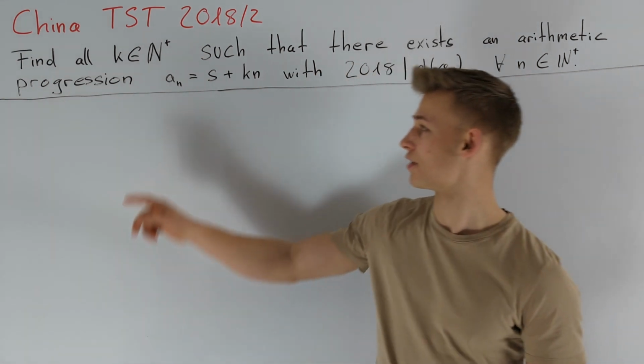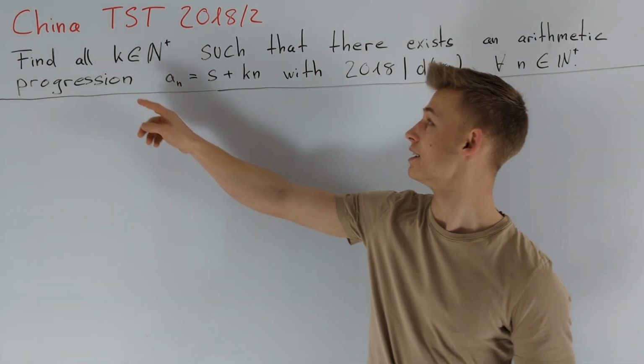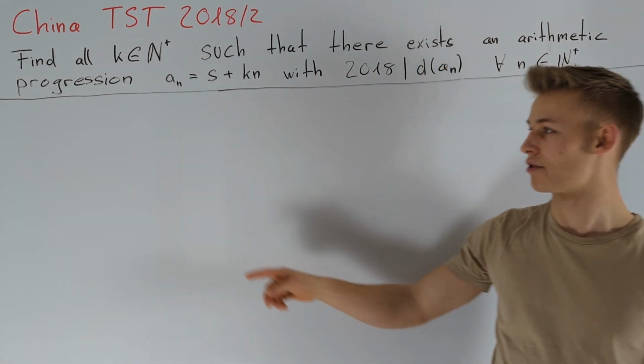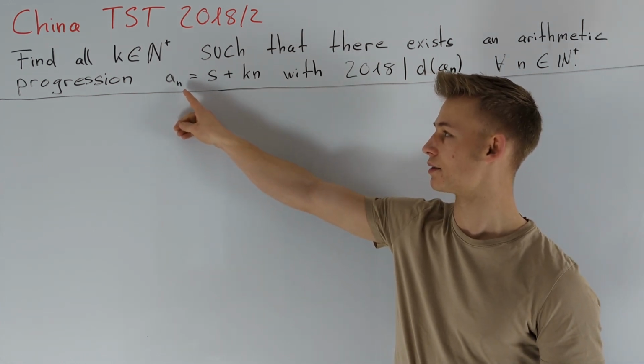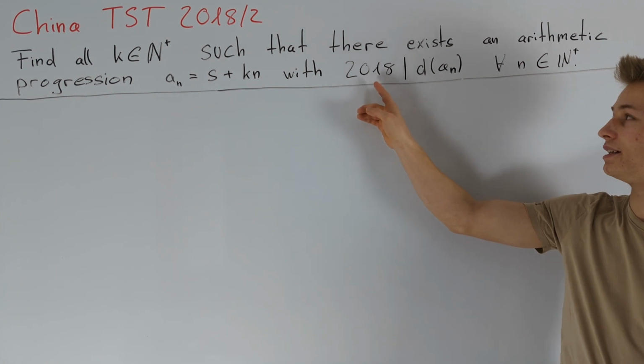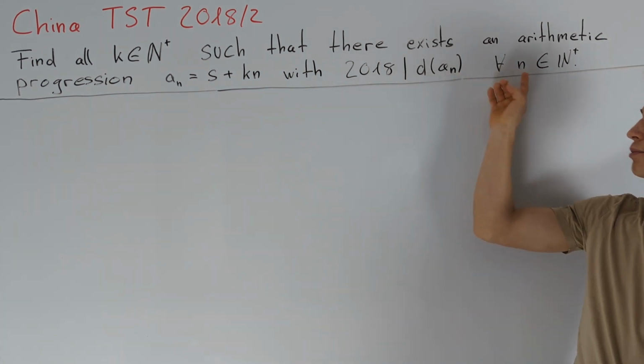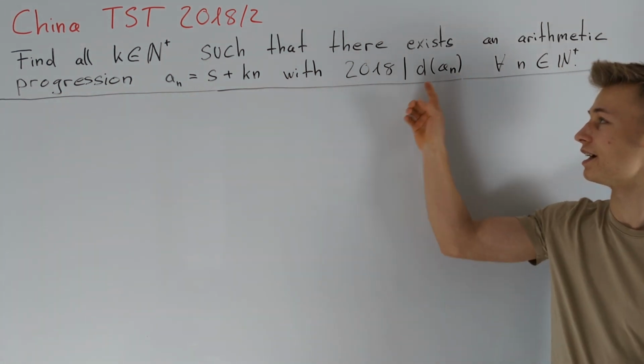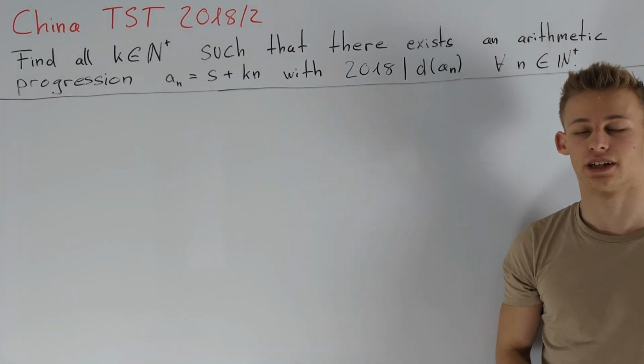We are asked to find all positive integers k such that we can find an arithmetic progression a_n equal to s plus kn such that 2018 divides d(a_n) for every positive integer n. Here, d(a_n) denotes the number of positive divisors of a_n.